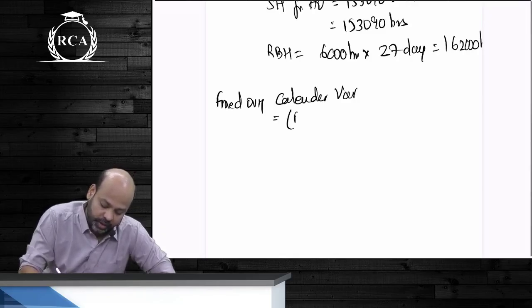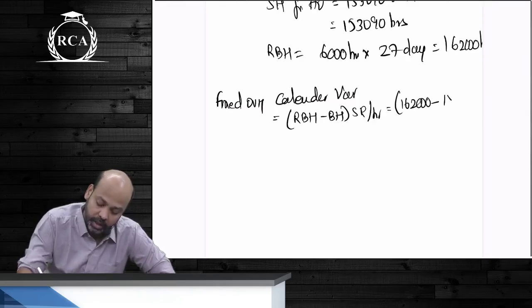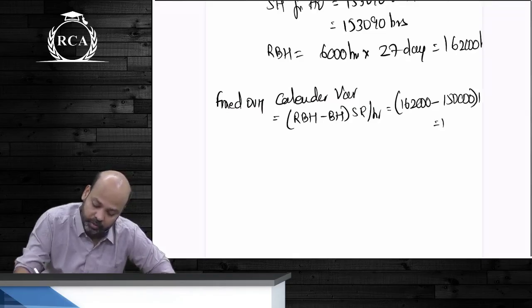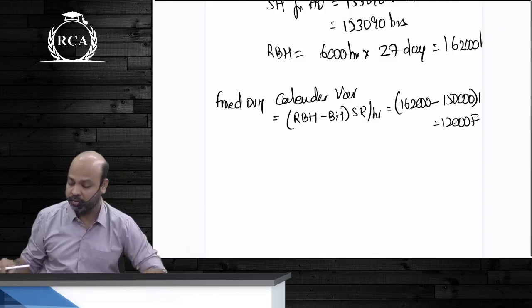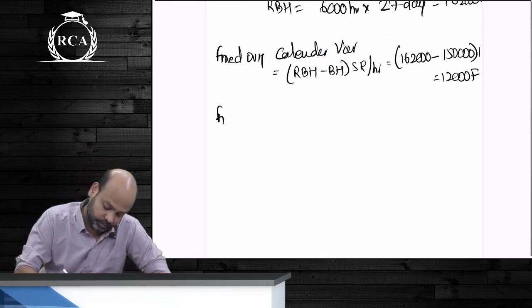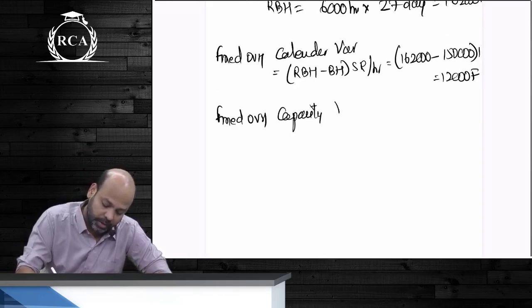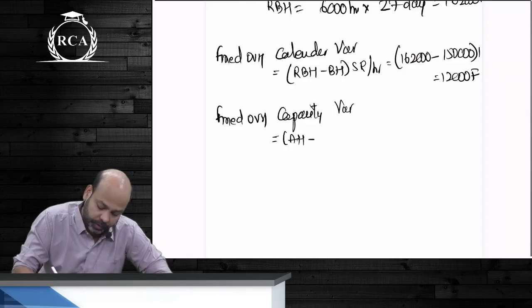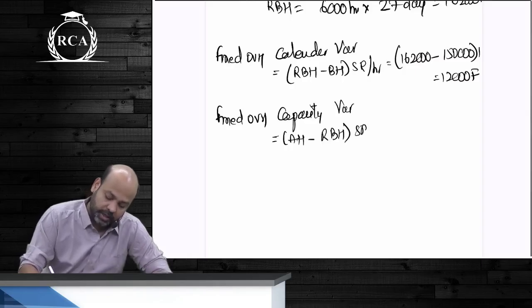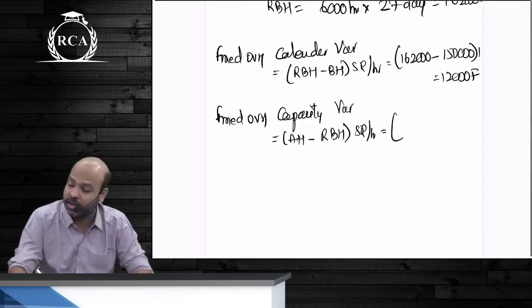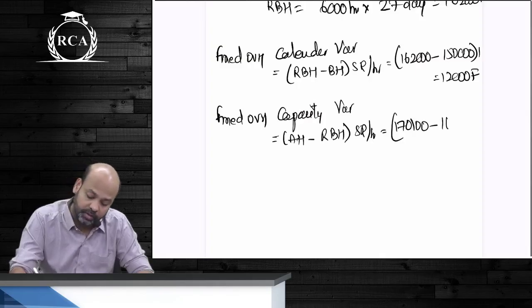Fixed overhead calendar variance, guys, will be revised budgeted hours minus budgeted hours multiplied by standard rate per hour. That will be 1,62,000 minus 1,50,000 multiplied by 1 rupee. 12,000 favorable. Are we clear about this? Fixed overhead capacity variance will be equal to actual hours minus revised budgeted hours multiplied by standard rate per hour. Actual hours are 1,70,000 minus 1,62,000 multiplied by 1 rupee.